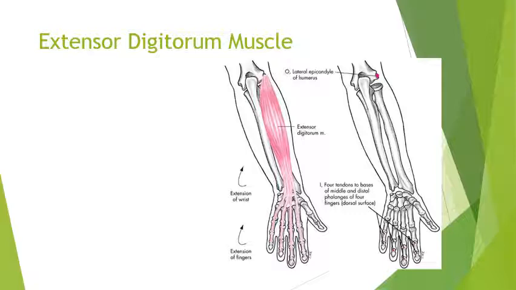The insertion is going to be the tendons to the bases of the middle and distal phalanges of the four fingers. So this muscle has an insertion at both. It has different insertions on the middle and distal phalanges of the four fingers. And much like the flexors, you're also going to get some weak wrist extension with these. Again, not a primary wrist extensor, but you will get some wrist extension because it does cross the wrist.